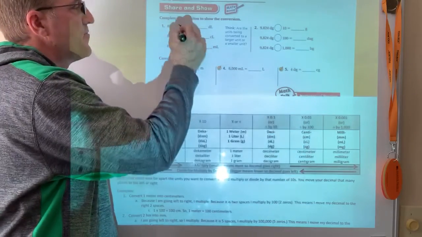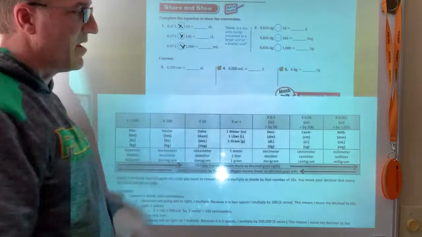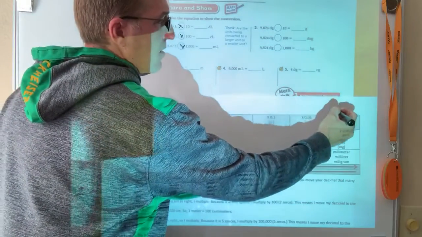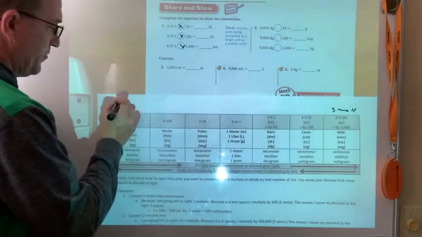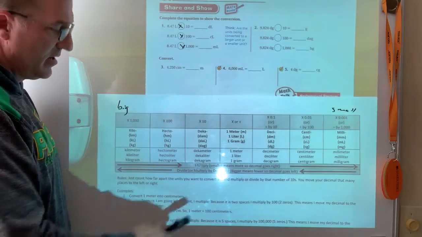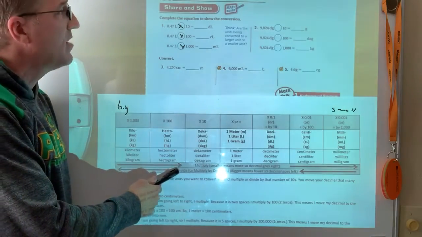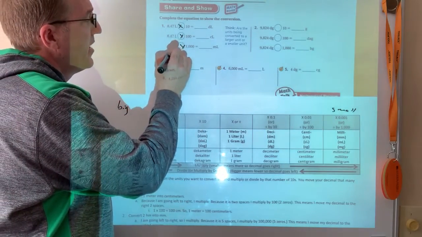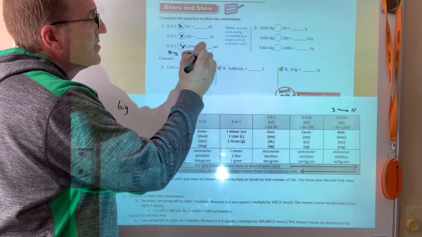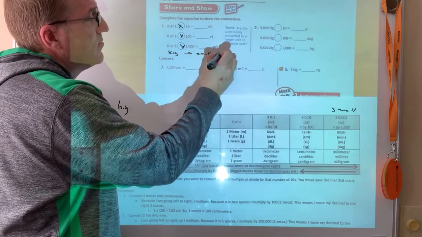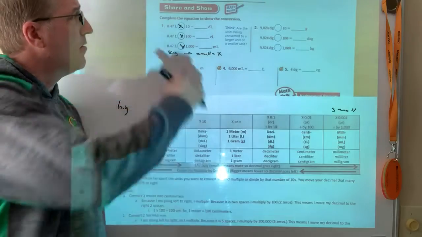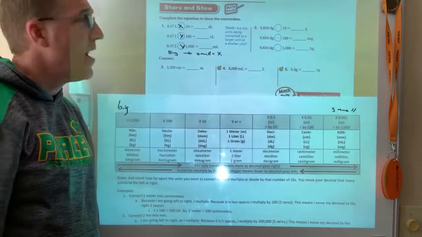Centiliters is the same. Remember, this is small, okay? This is big, right? And just look at that down there. It'll help you out too. You might even put here big to small equals multiply. Okay, big to small, big, small. All right, so times 10.